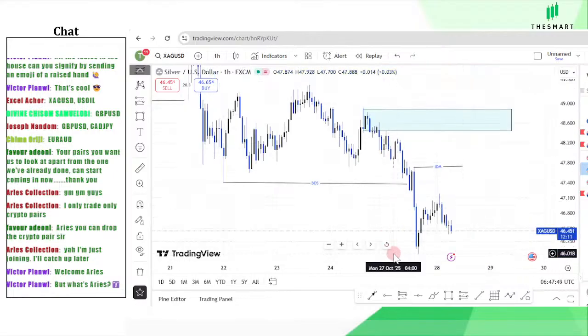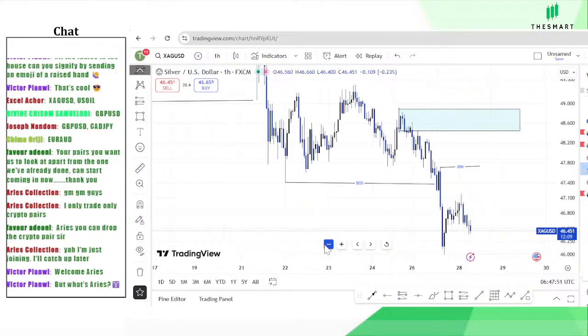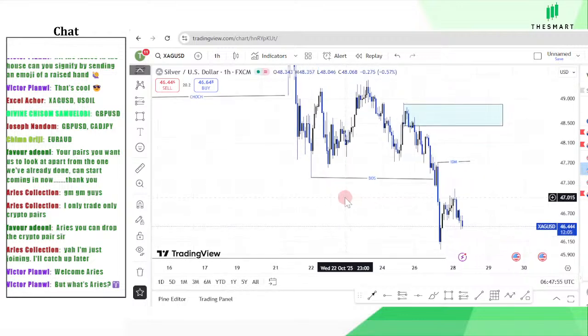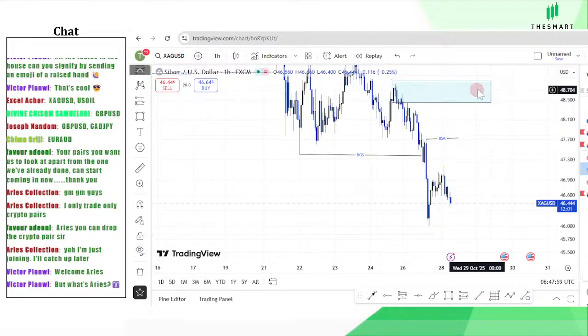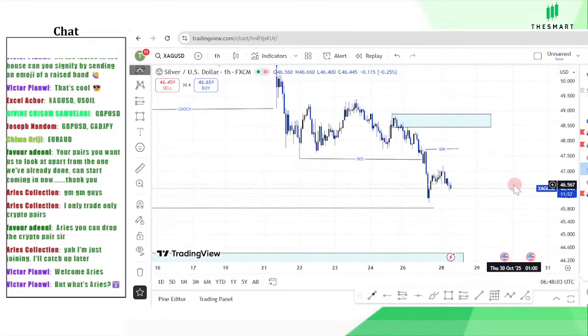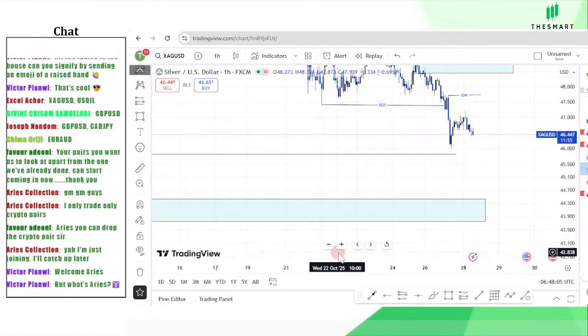So that's my point of interest. This is what I would love to see, if the price is still bearish. This is what I want to see. Price come back here because we have a whole lot to the downside. You can see this zone.